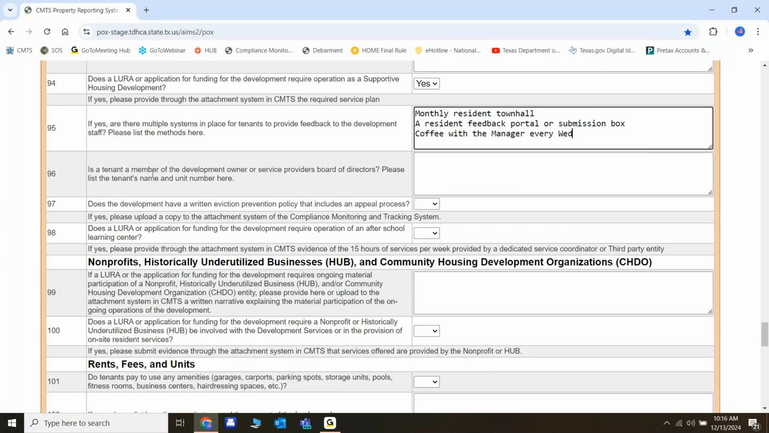Is there a tenant that is a member of the development owner or service provider's board of directors? That is a requirement for a supportive housing development. So you would say yes, and then provide the tenant's name and unit number.